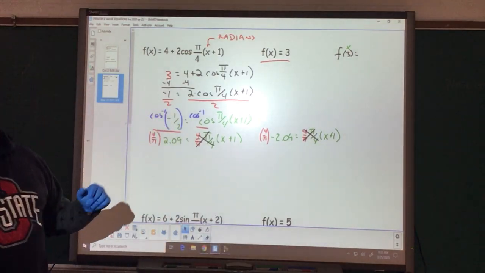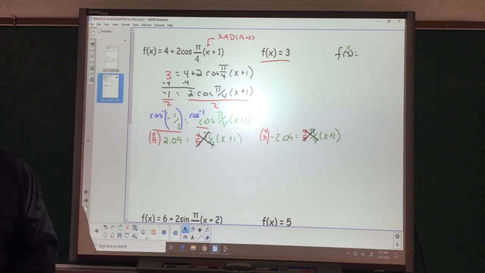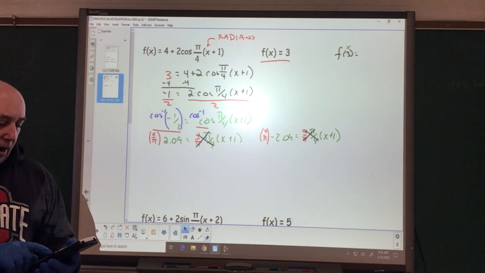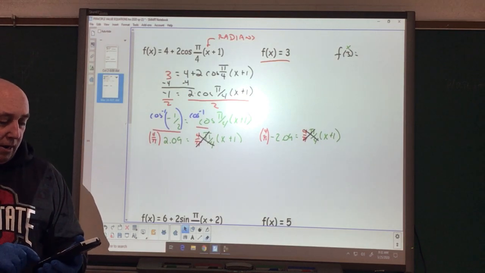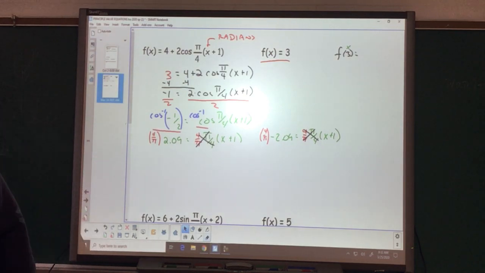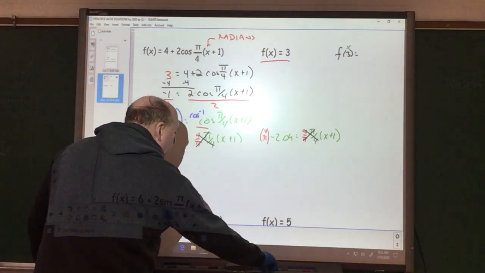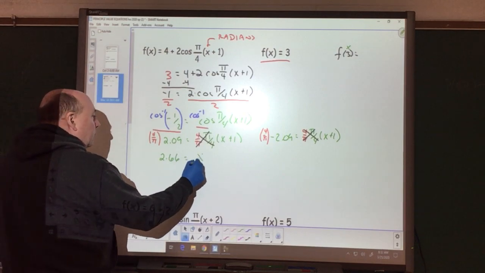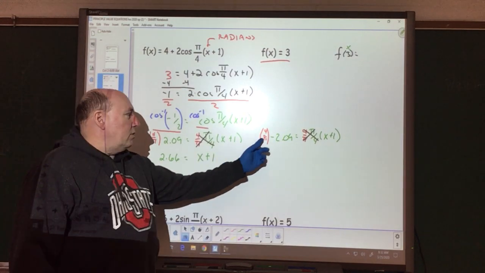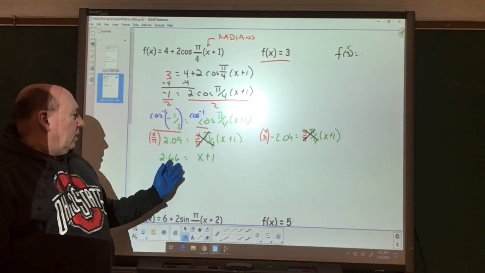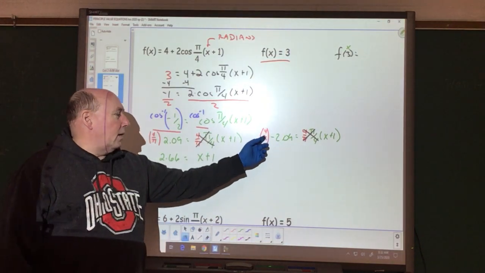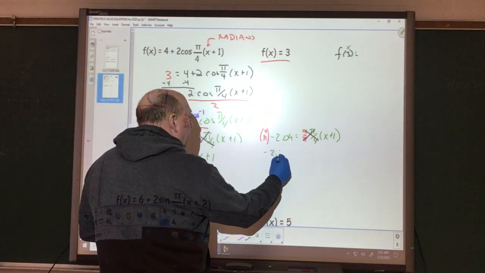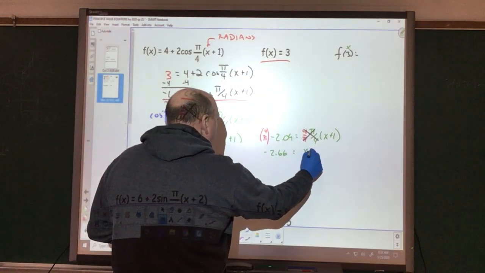So we can multiply the value that we had in our calculator, 2.09 times 4 divided by pi, 2.66. So we have 2.66 is equal to x plus 1. And the nice thing about the cosine is this is just the negative of it. So if I multiply negative 2.09 times 4 divided by pi, I just get the negative of this. Negative 2.66 is equal to x plus 1.